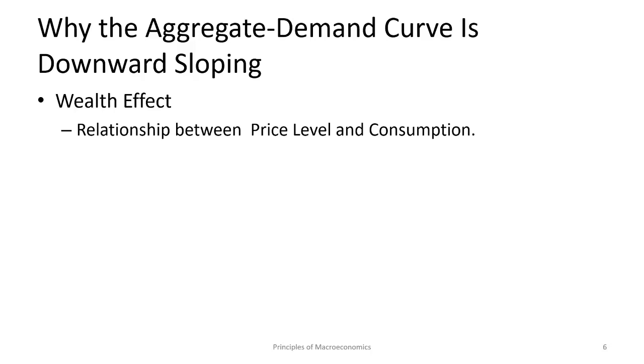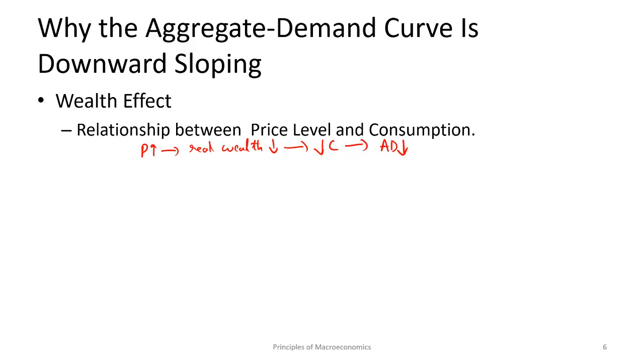First is the wealth effect. The wealth effect shows the relationship between price and consumption. As price increases, real wealth decreases. Why does real wealth decrease? Because as price increases, say you have $5,000 in a bank account, your money can't buy enough, so the real value of your wealth decreases, which means you feel less wealthy. If you feel less wealthy, your consumption decreases. As consumption decreases, aggregate demand decreases.